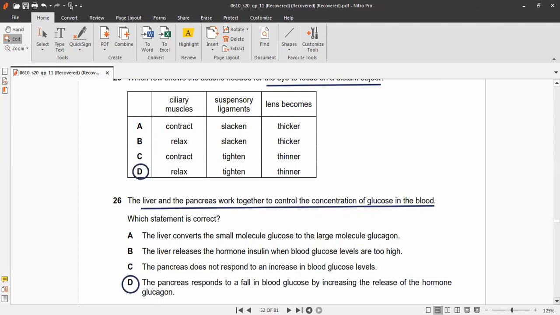The liver and the pancreas work together to control the concentration of glucose in the blood. Which statement is correct?